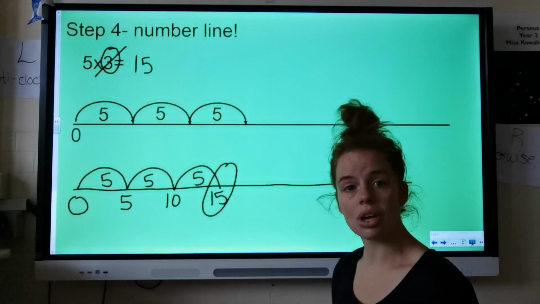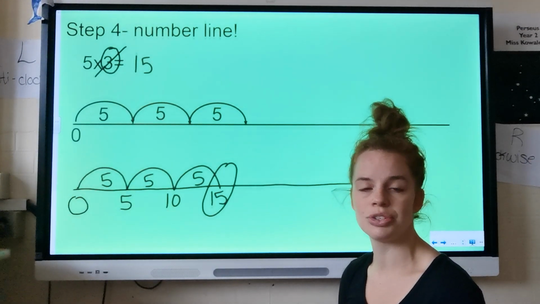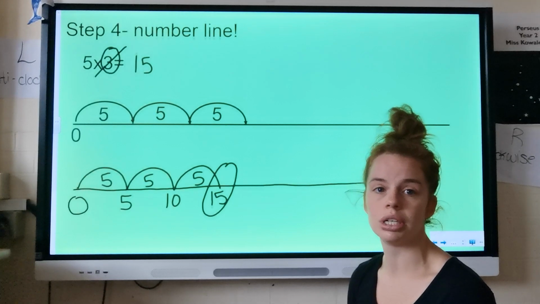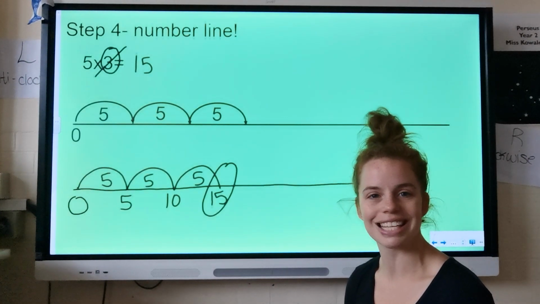All right, so those are the steps for multiplication that we teach at Whitefriars School in Key Stage 1. If you have any questions about that, feel free to email the school and ask them to send it to me, and I will reply as quickly as I can.